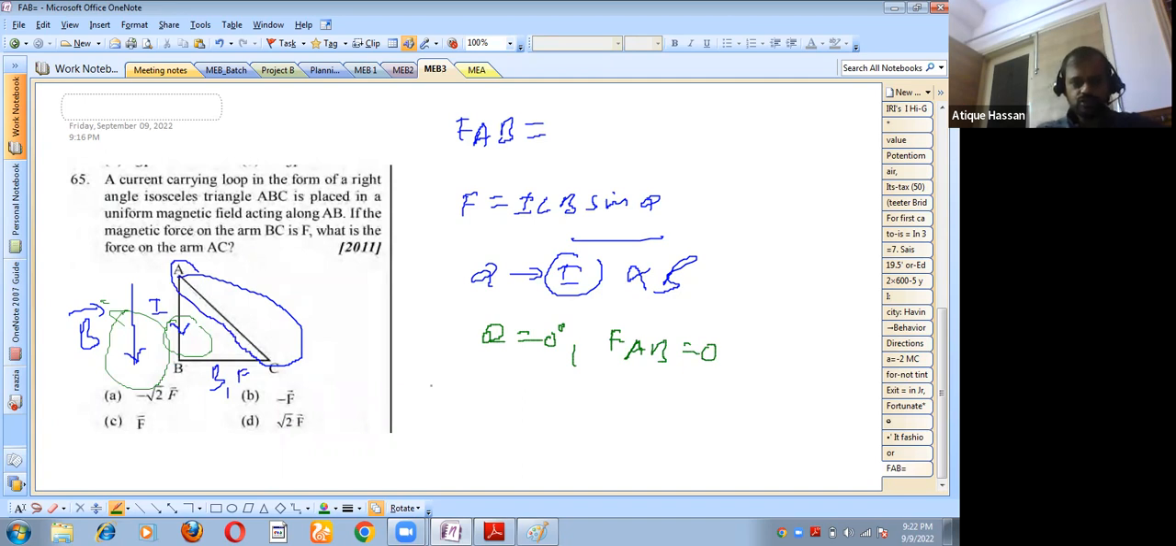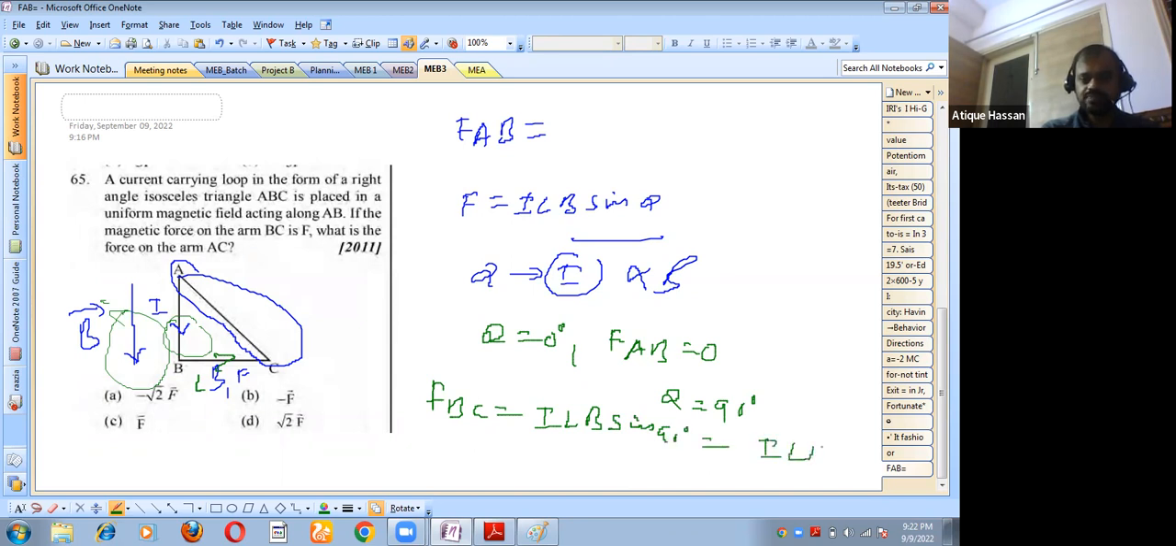Now if you see the force on BC, what is the value of theta? If you see the direction of magnetic field and current in BC, theta will be 90 degrees, right? Suppose the length of this is L. So force on BC will be ILB sine 90 degrees. It means force on BC will be ILB, right?